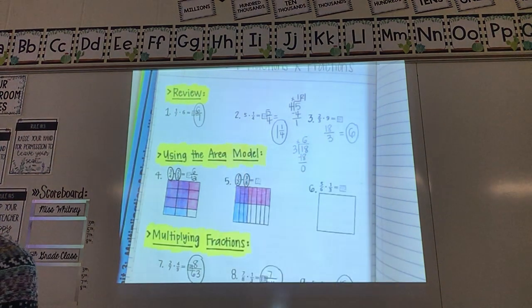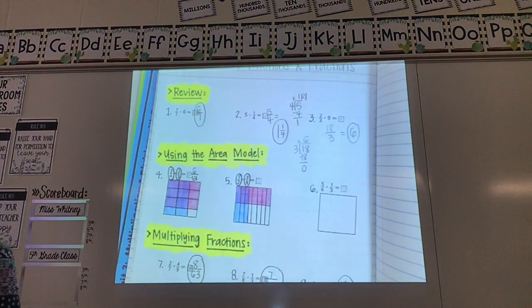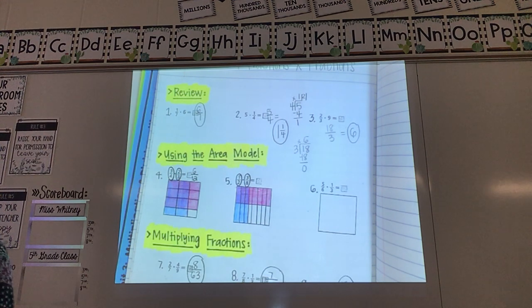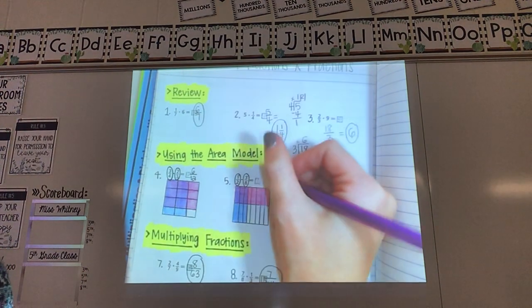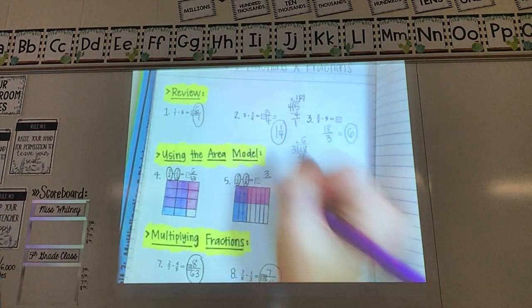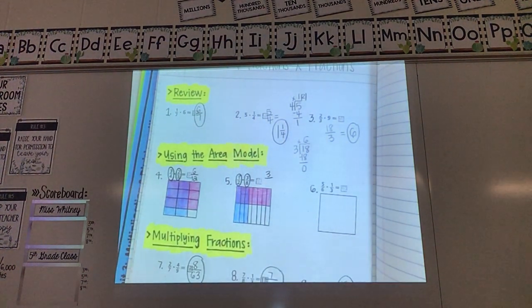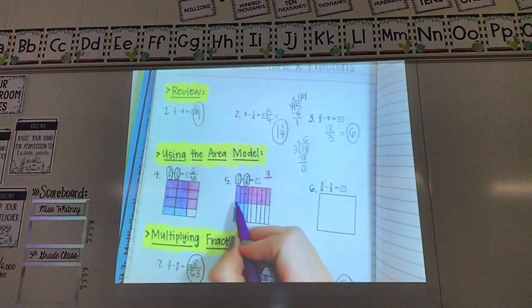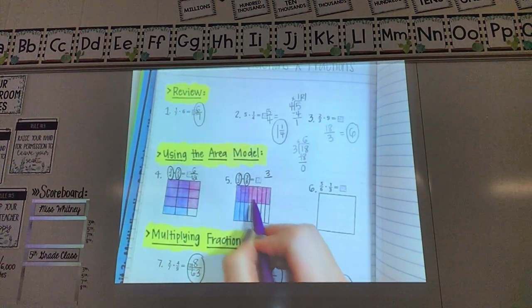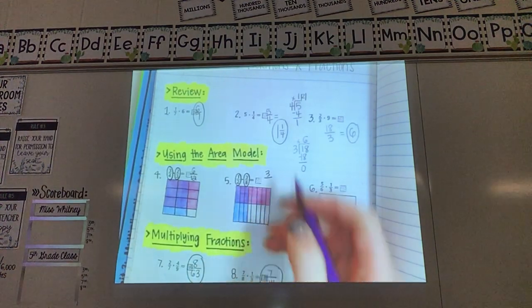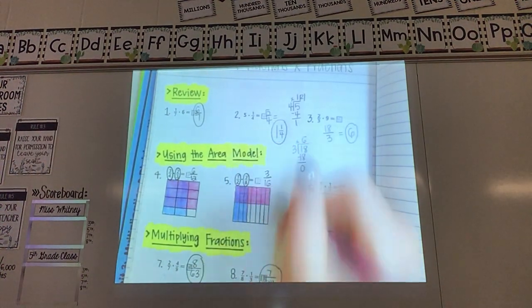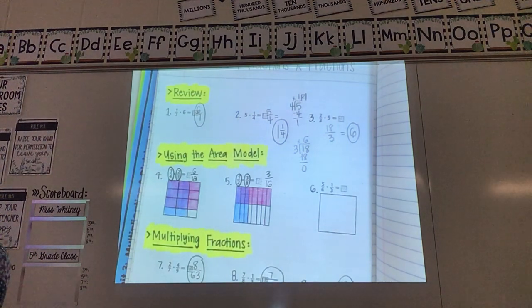Now to figure out our answer, remember our top number is how many of those overlap? How many have both colors, pink and blue? How many pieces? 1, 2, 3. Those are the only 3 that have both colors. So 3 is our top number. And for my bottom number, remember I count all of the pieces in there. 1, 2, 3, 4, 5, 6, 7, 8, 9, 10, 11, 12, 13, 14, 15, 16. So 3/16 would be my final answer.